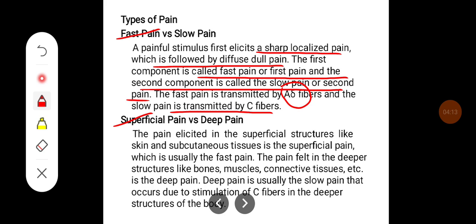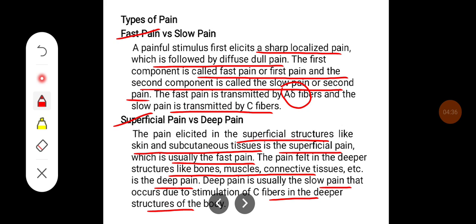There can also be superficial pain and deep pain. The pain elicited in the superficial structures like skin and subcutaneous tissue is superficial pain, and it is usually the fast pain. The pain felt in the deeper structures like bone, muscles, connective tissues is deep pain. The deep pain is usually slow pain that occurs due to the stimulation of the C fibers in the deeper structures of the body.